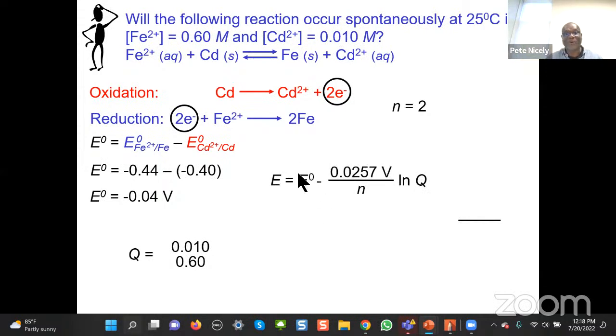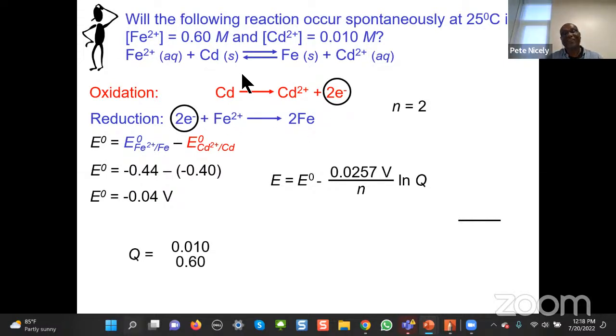Now, we know what this is. This is the minus 0.04. We know what N is, that's 2. The only other issue is what is Q. And we know what Q is based on what we learned when we were discussing equilibrium. Q is equal to the concentration of the products divided by the concentration of the reactants.